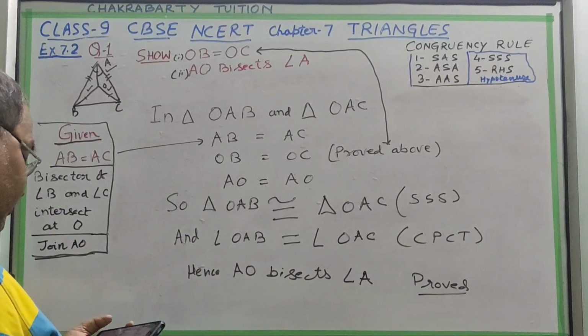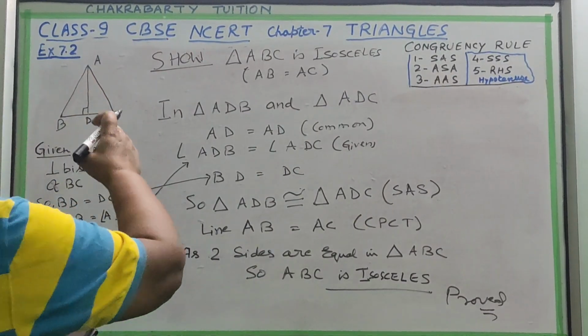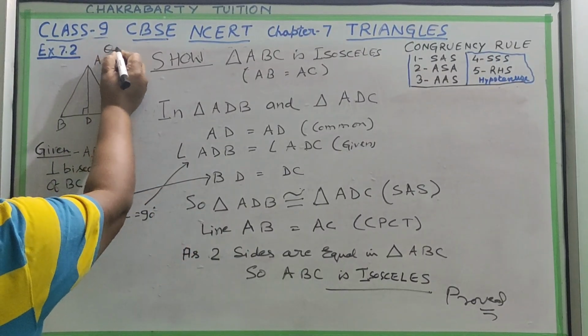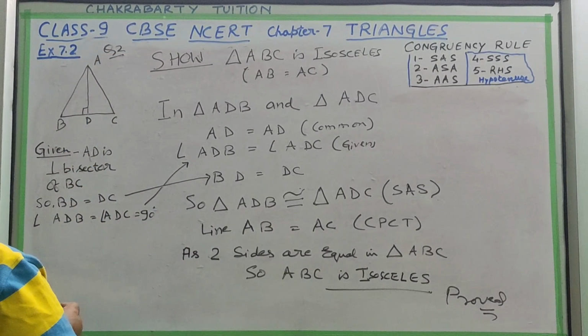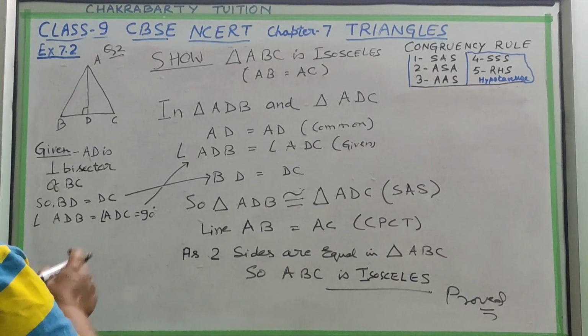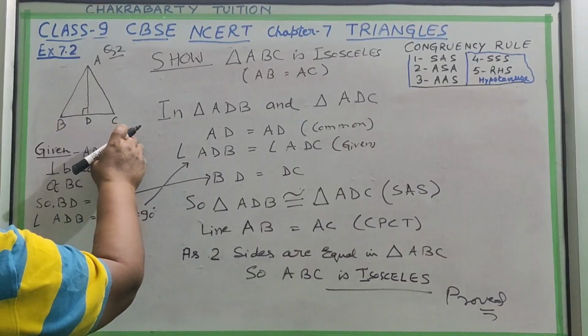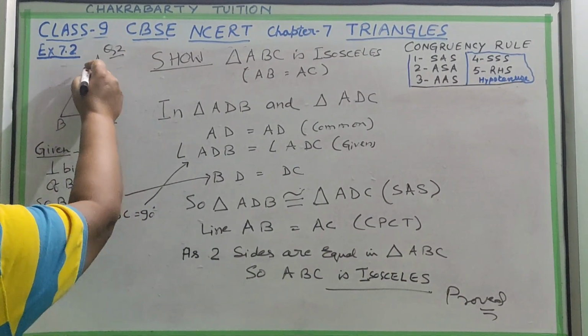Now question number 2 we are going to solve. It is question 2. In the question it is given that in triangle ABC, AD is a perpendicular bisector.